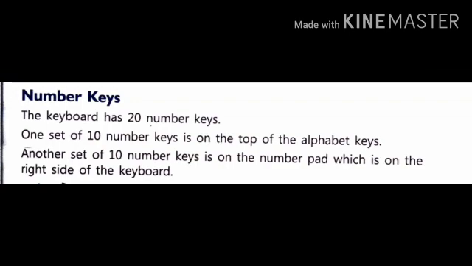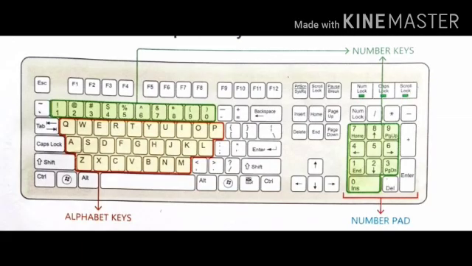Number keys are marked with 0 to 9. These are 10 in numbers. We use them to type numbers on the screen. Numeric keypad, which is on the right side of the keyboard, can be used only when the num lock is on. As you can see the picture, the green blinking parts are the number keys.